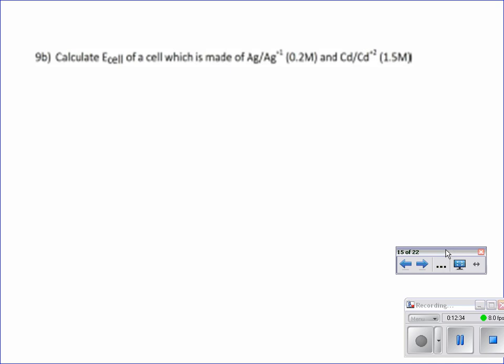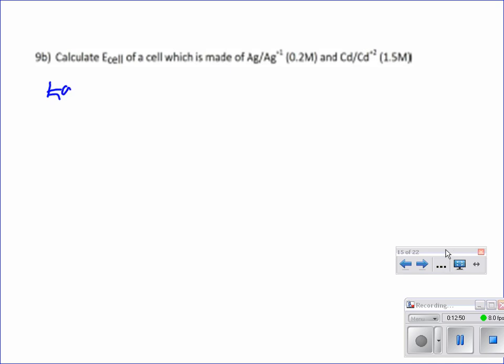And how do I write them, though? As what kind? Let's write them as reduction to see which one is reduced and oxidized. What's my goal in doing that, though? To find E naught. Okay, that's what we're looking for first is E naught. So I've got silver 1.